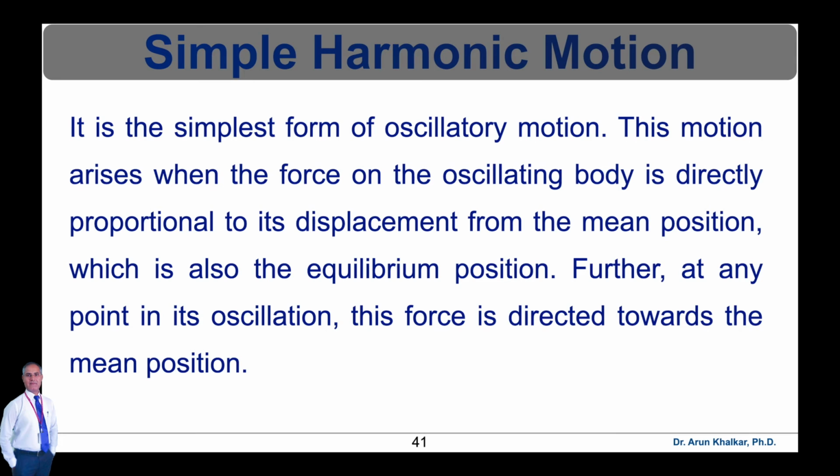There is no significant difference between oscillations and vibrations. It seems that when the frequency is small, we call it oscillation, like the oscillations of a branch of a tree, while when the frequency is high, we call it vibration, like the vibration of a string of a musical instrument. Therefore, simple harmonic motion is the simplest form of oscillatory motion. This motion arises when the force on the oscillating body is directly proportional to its displacement from the mean position, which is also the equilibrium position. Further, at any point in its oscillation, this force is directed towards the mean position.